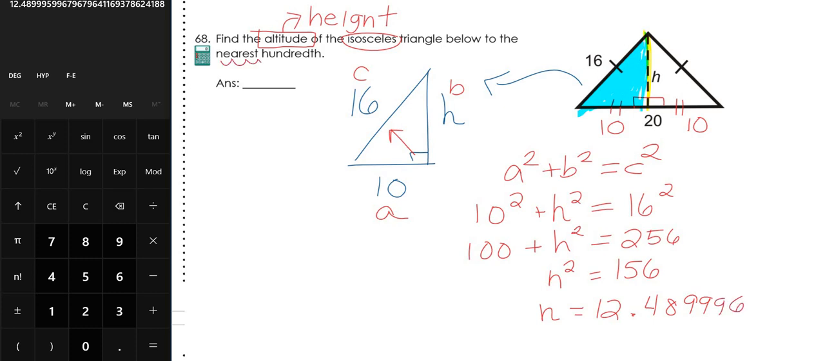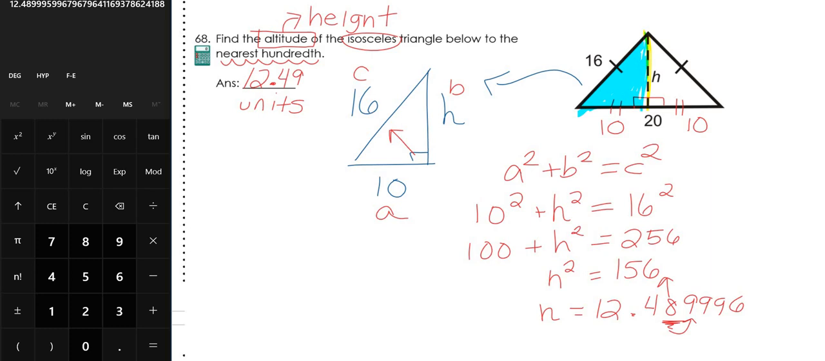The question asked me to round to the nearest hundredth. So that's here. That's where the 8 is. So looking next door, the 9 says to round the 8 up 1. So my final answer is going to be 12.49 units. They didn't tell me inches or centimeters or anything like that, so I'm just going to say units.